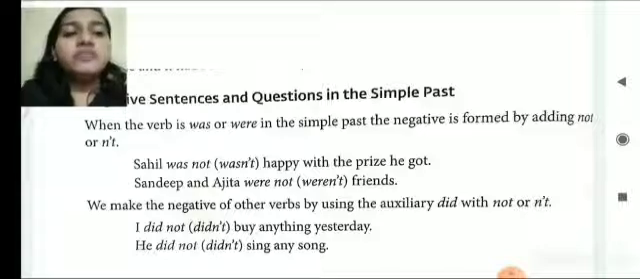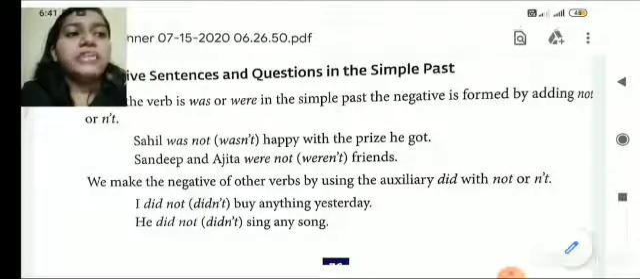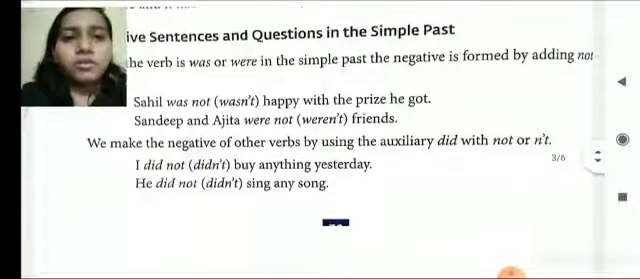Sahil was not happy with the prize he got. Sandeep and Ajita were not friends. So here, when the subject is singular, we will use was, and when it is plural, we will use were. We make the negative of other verbs by using the auxiliary did with not, or not as an apostrophe t. I did not buy anything yesterday, and he did not sing any song.